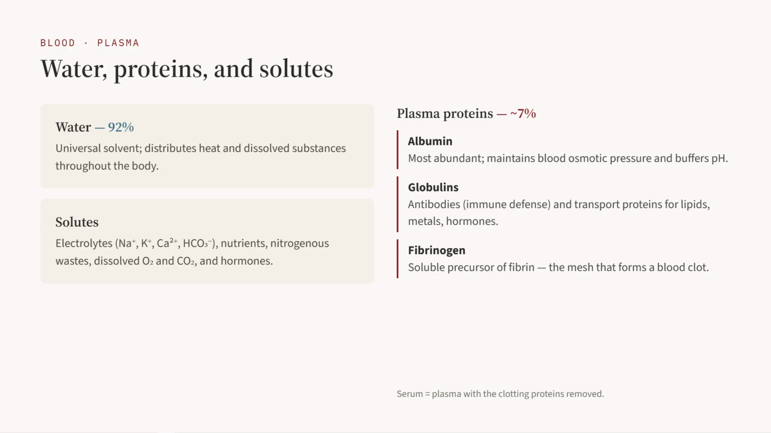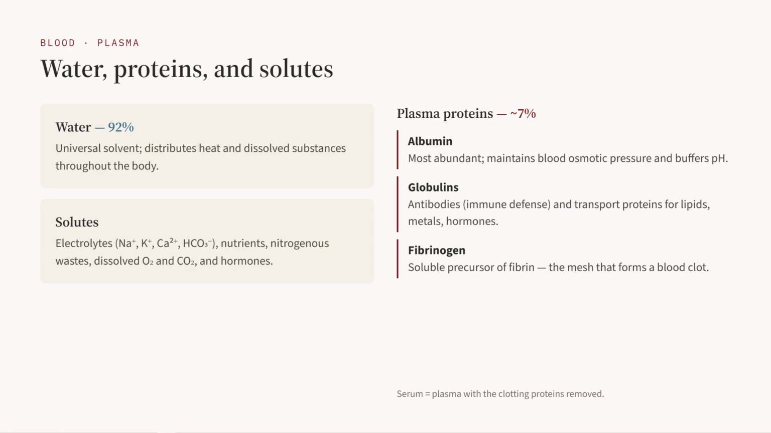Let's look closer at plasma. It's about 92% water, and that water is doing real work. It's a solvent that dissolves everything, and a heat sink that spreads warmth around the body. Dissolved in it are electrolytes, like sodium and bicarbonate, nutrients, wastes, gases, and hormones.